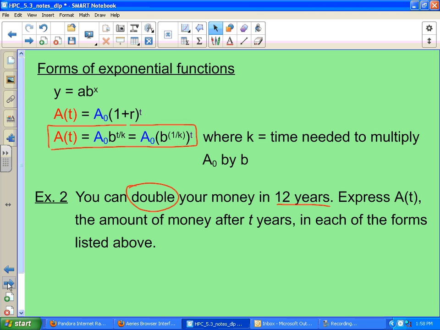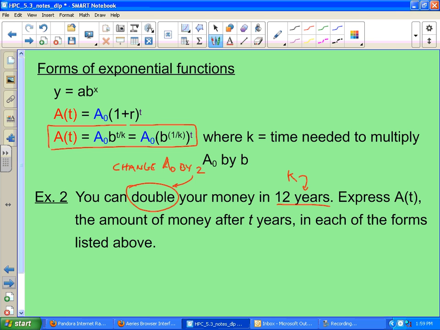Right, so it has to do with this B and this T and this K thing. The K value is the amount of years, days, whatever the time period is, that it takes for me to do something to my initial amount. Double it, halve it, however I'm changing my initial amount. So here's what you're doing: you're changing A sub 0 by doubling. How long does it take to do that? Is this value, and that's what K is. K is the time that it takes for you to change your initial amount by whatever it is you're doing to it. So if that was like half a year, we could do 0.5.